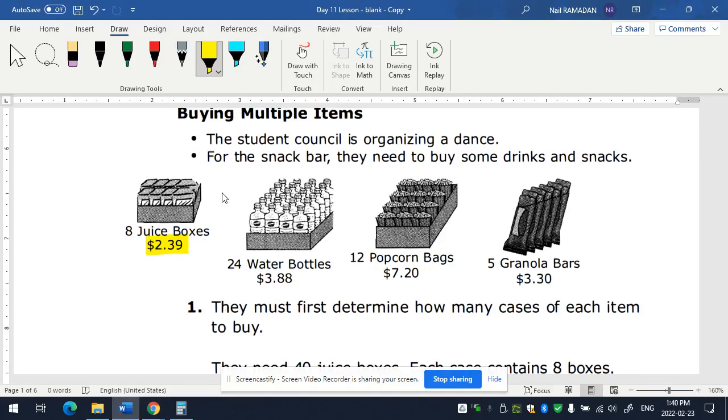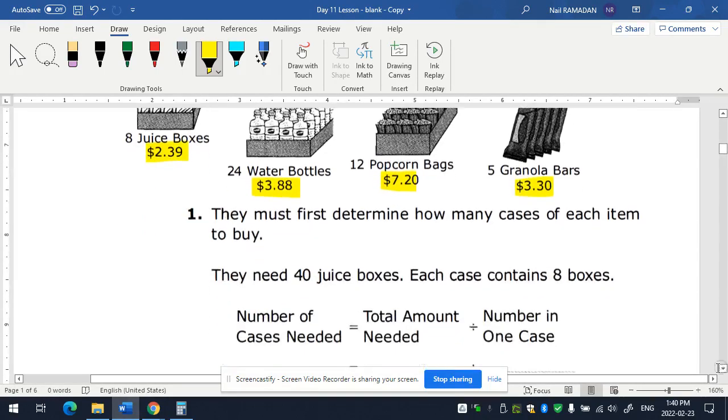12 popcorn bags, 720, and 5 granola bars go for 330. Okay, so 388, 720, 330. Okay, so they first must determine how many cases of each item to buy.